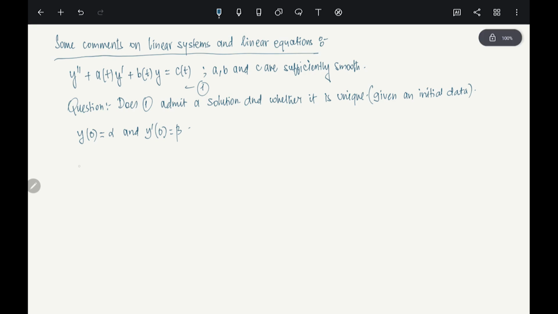For this problem, you can write it down in this sense that we will convert it to a system. So define a new function v of t to be y prime of t. Clear? Once you do that, if y prime is v, then y double prime is going to be v prime. Therefore, from the equation, v prime is nothing but minus a t times v minus b t times y plus c t. This is what we have.